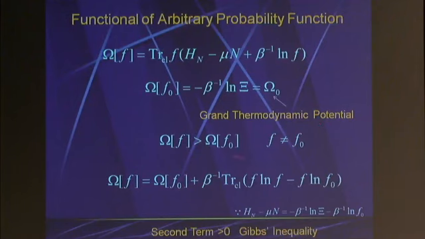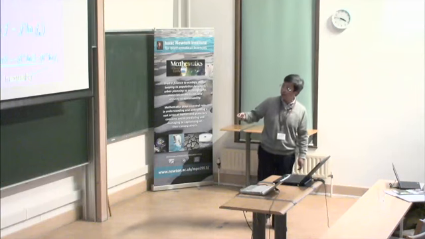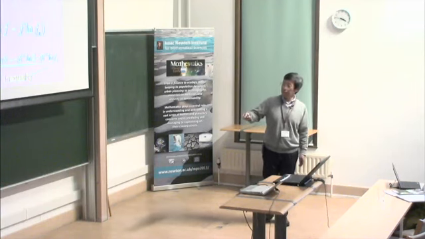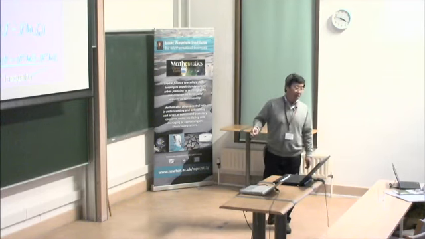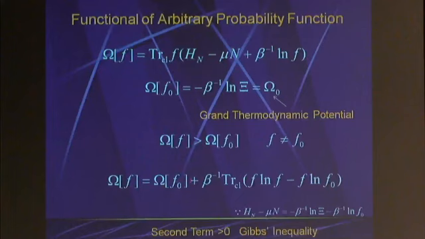And the fact that this functional takes the minimum value at the distribution of equilibrium comes from this equality, and this is a very famous Gibbs inequality. So this is always positive for a normalized distribution function as long as f is not identically equal to f0. So the inequality is then proven.